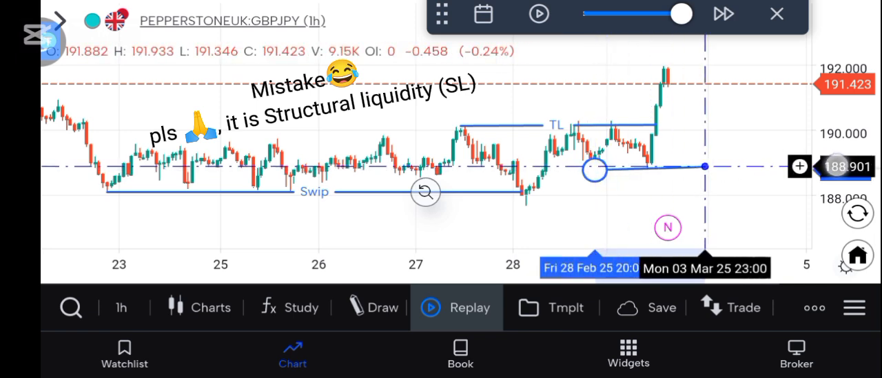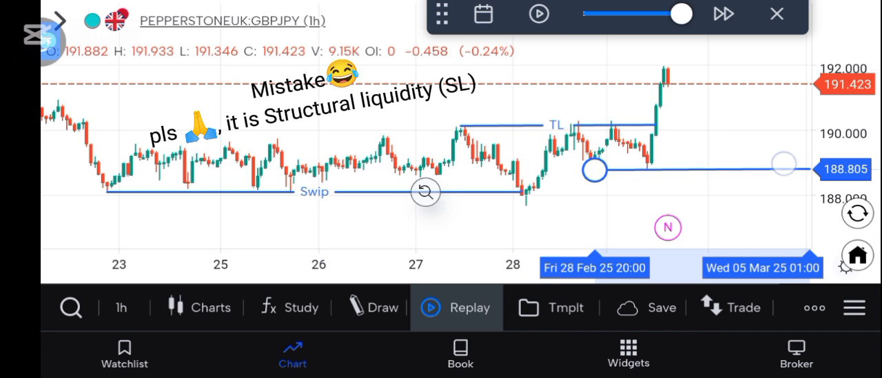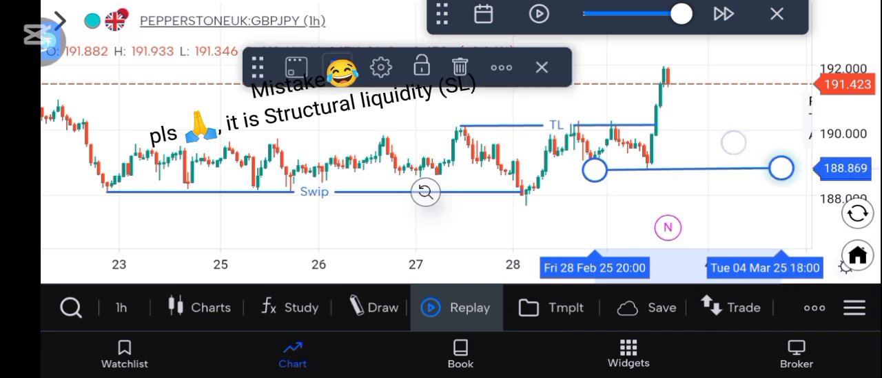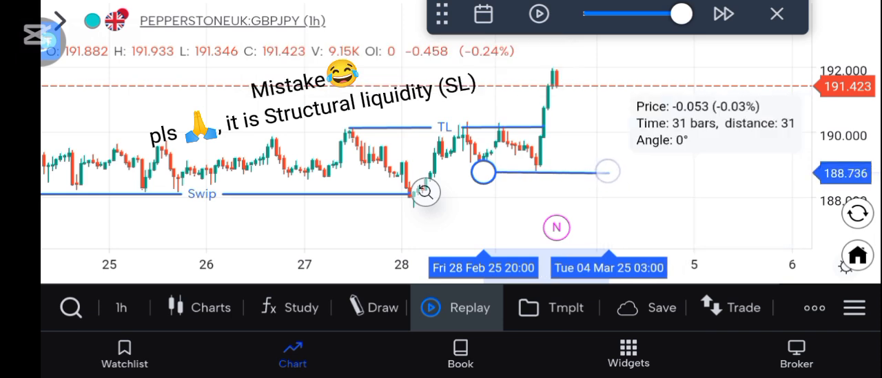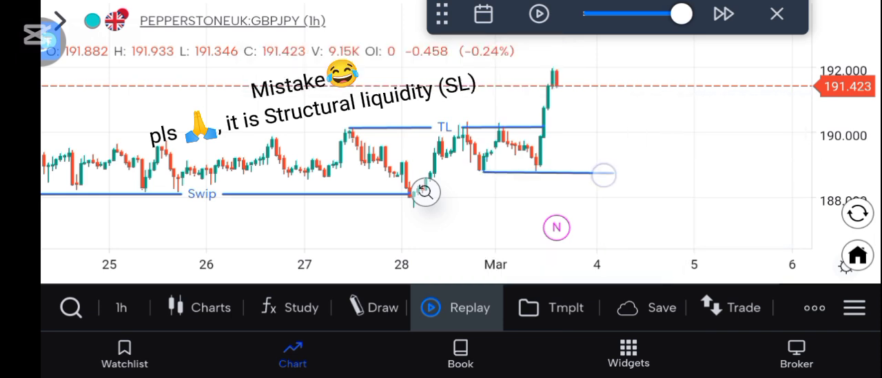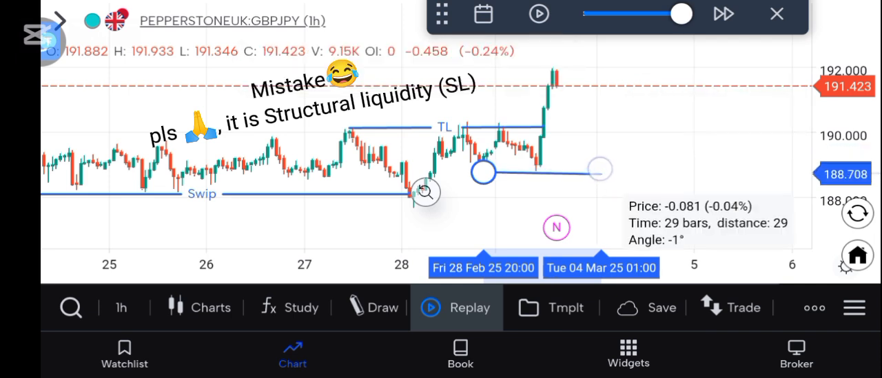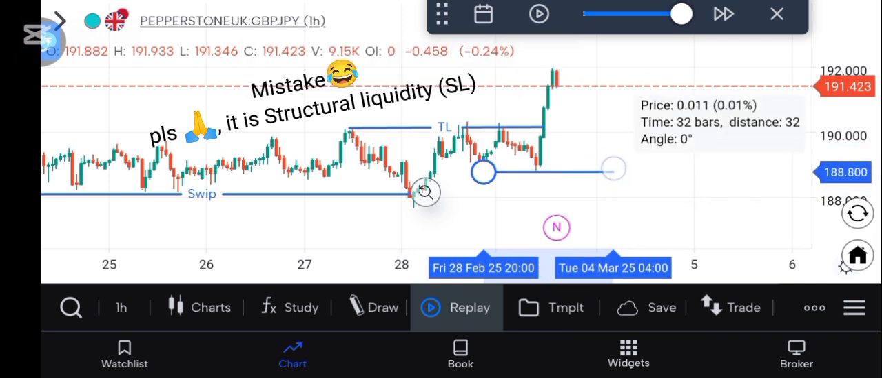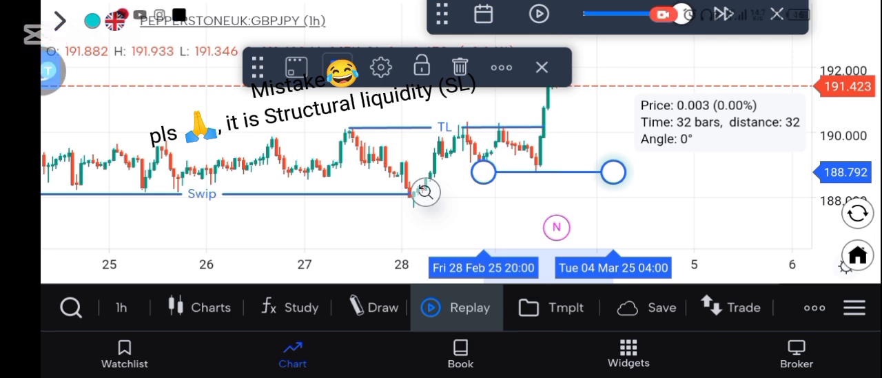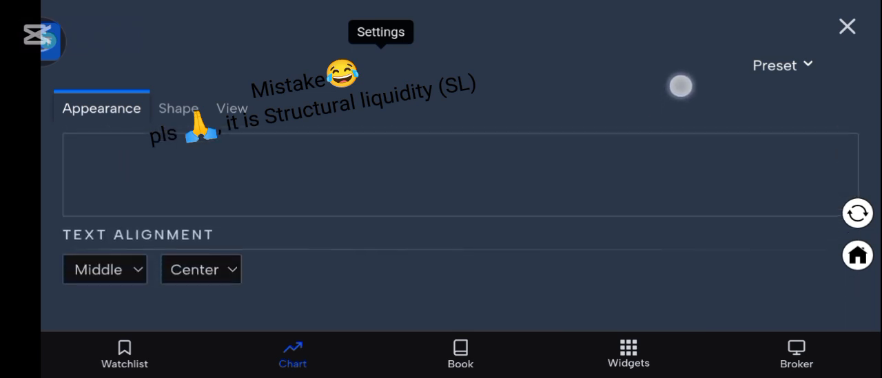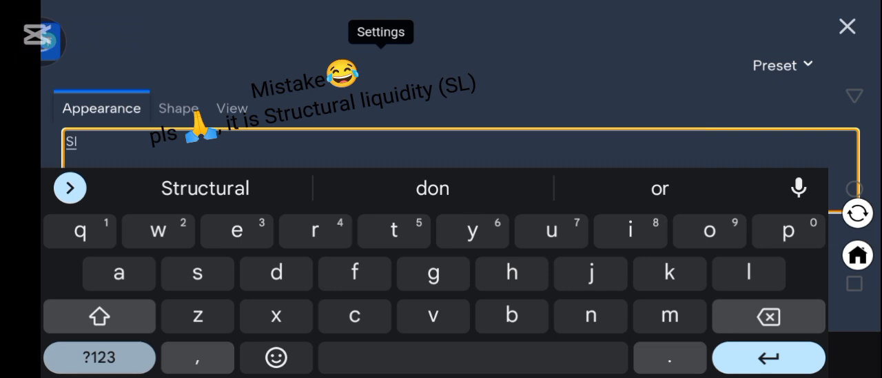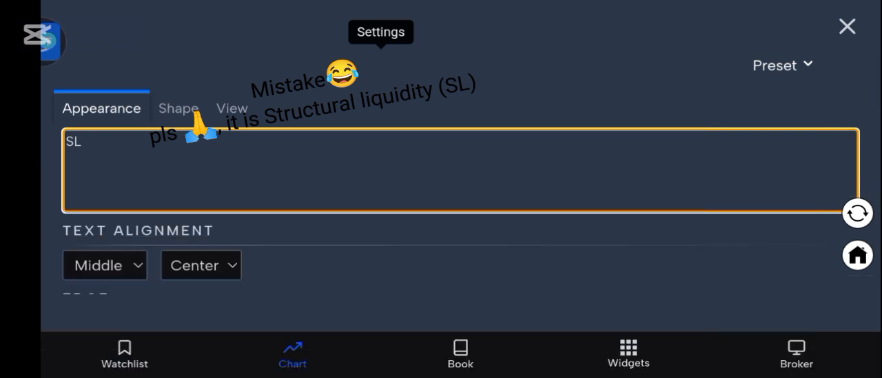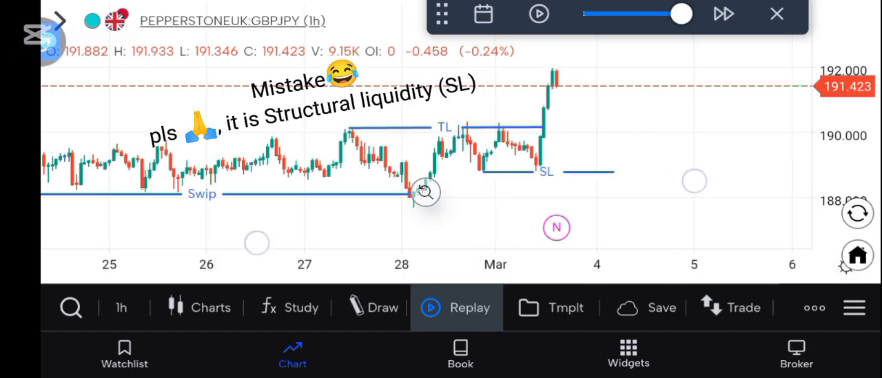So we'll mark out the transactional liquidity. This is the transactional liquidity. Let me label it out. S7. Here is the transactional liquidity.